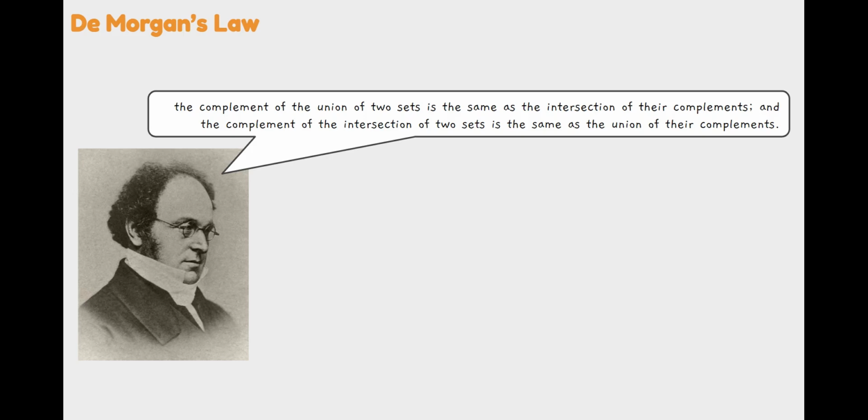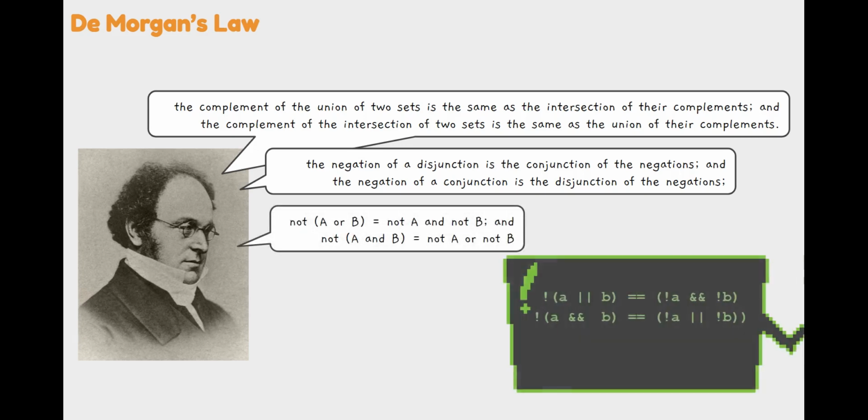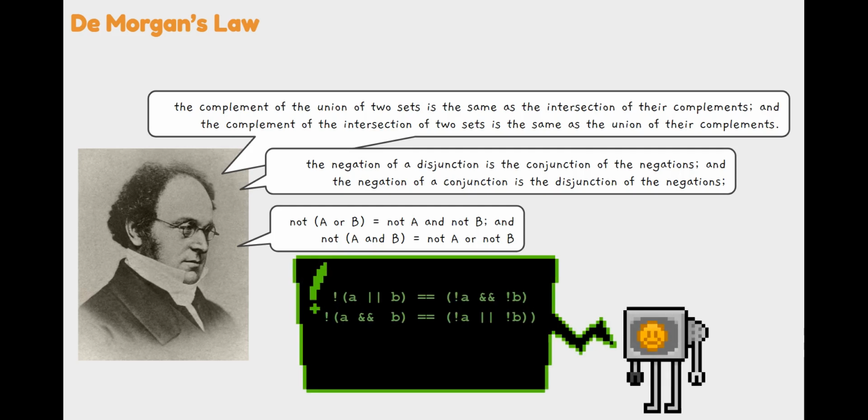When I heard it, I said, huh? What, De Morgan? They tried to clear it up by saying, the negation of a disjunction is the conjunction of the negations, and the negation of a conjunction is the disjunction of the negations. To which I said, uh oh, uh-huh. To which then he tried to clarify by saying, not (A or B) is equal to not A and not B, and not (A and B) is equal to not A or not B.